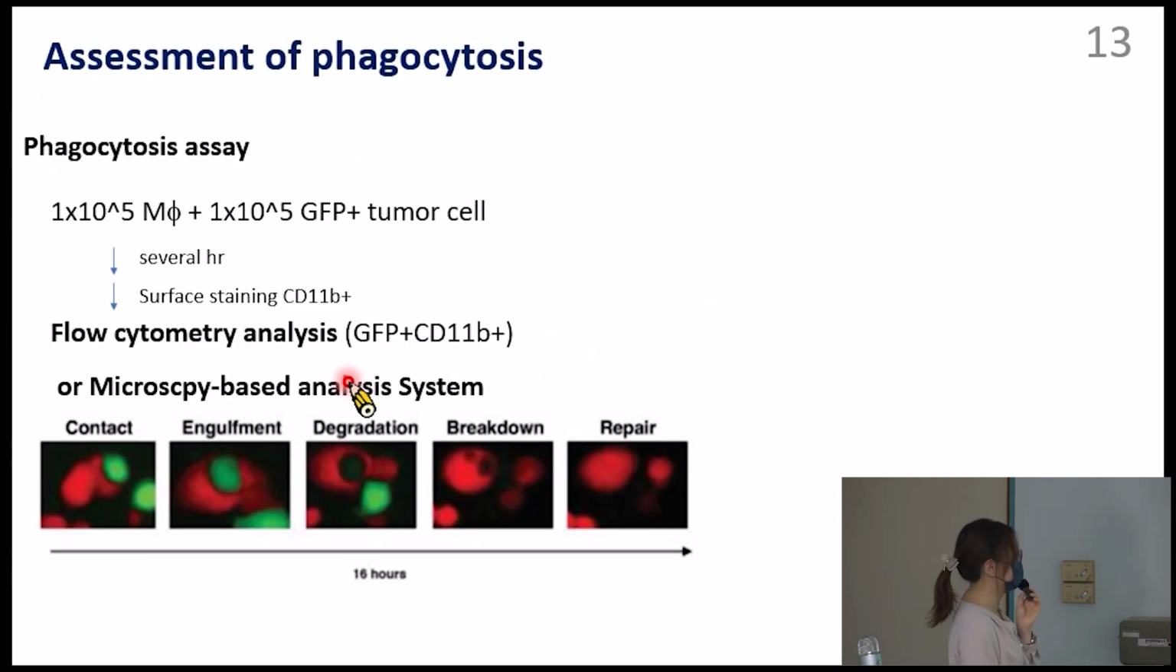So first, just briefly introduce the method they used. Okay, how did they assess the phagocytosis ability? In this whole paper, they do different types of phagocytosis assay. Sometimes they use flow cytometry to analyze the phagocytosis, and sometimes they directly look with a microscope-based analysis system. And they have some live images.